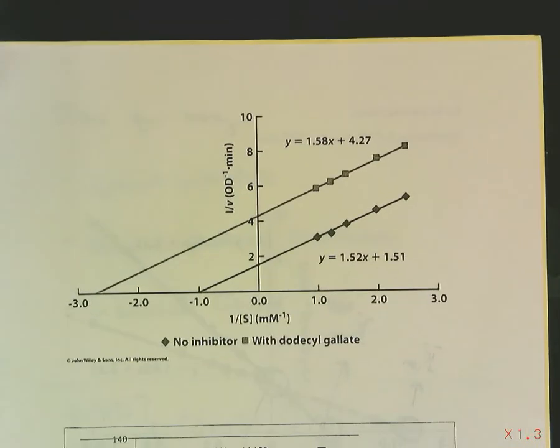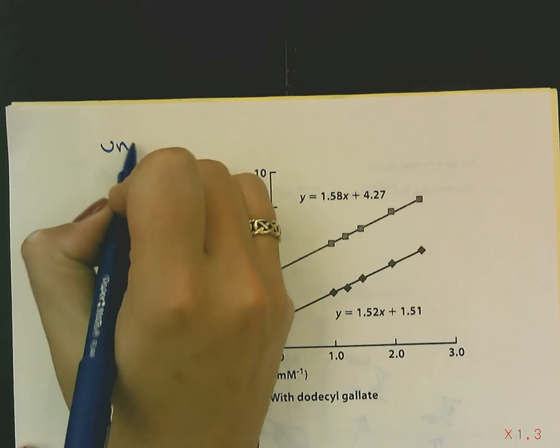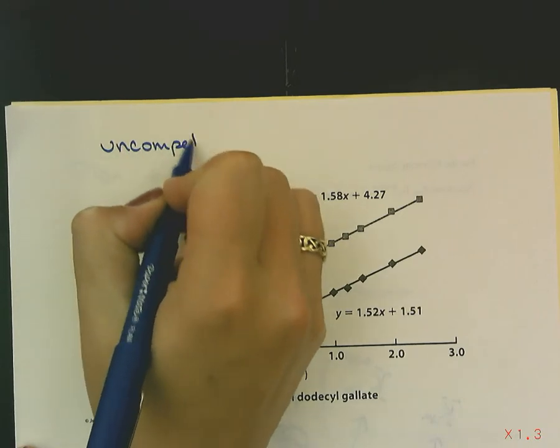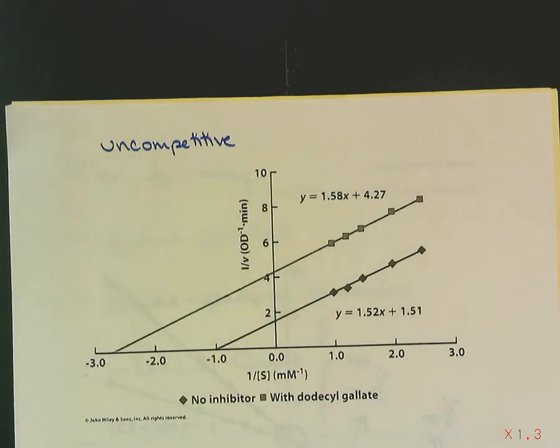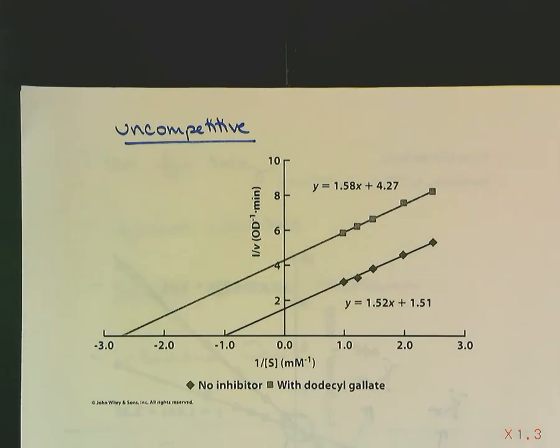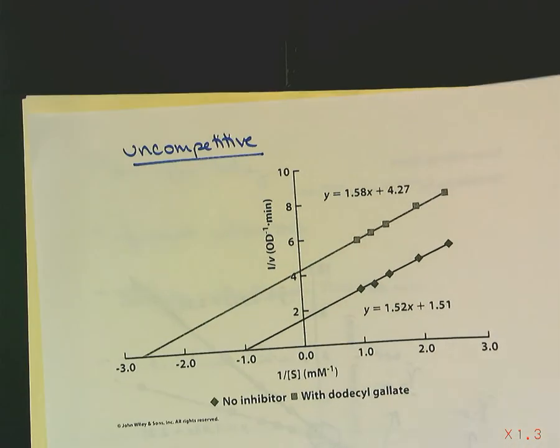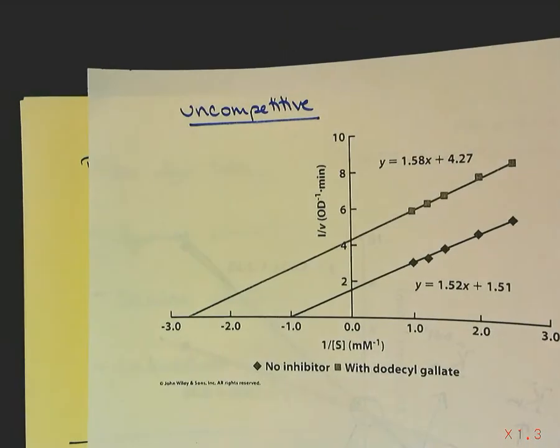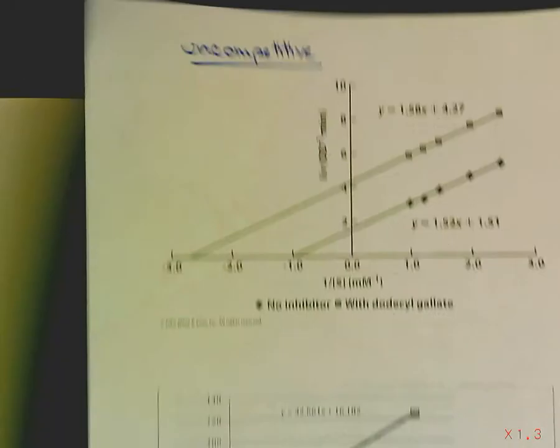What sort of graph is this one? We already did competitive. Which one is this one? There's really three choices. Uncompetitive. All right, so this one's an uncompetitive graph. No, uncompetitive is not the same thing as non-competitive. Correct, those are two different things. Yes, different.